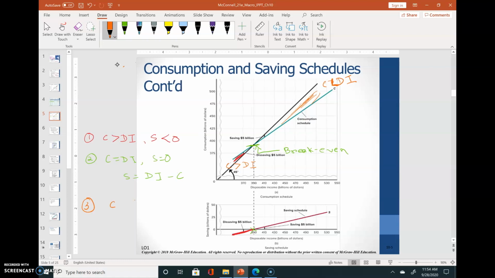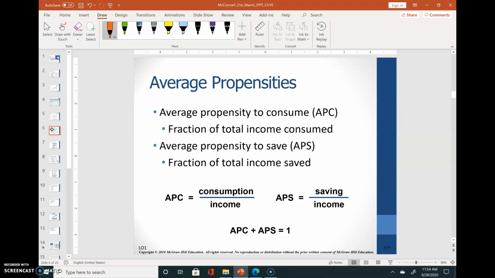Alright, we are consuming less than our income, so we have opportunity to save our money. So here the savings will be greater than 0. So this is the part here where savings is greater than 0. Now the next thing I'm going to do here is define some fractions. One is APC, the other is APS. APC is consumption over income.